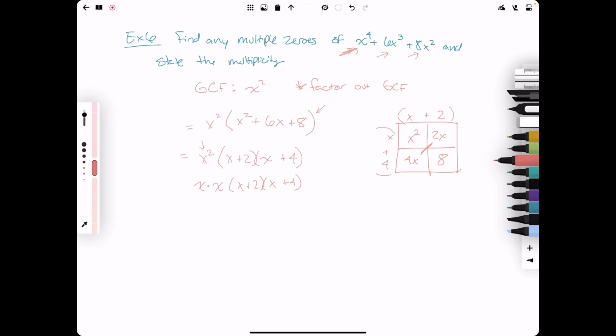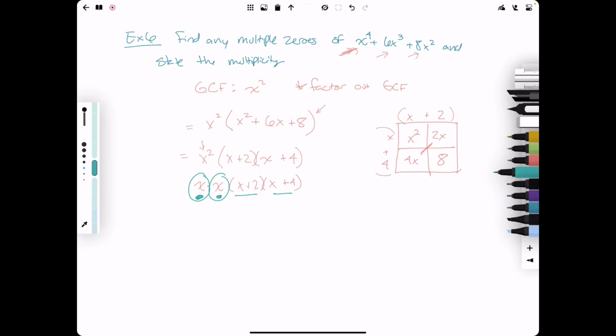Do you see any what I call double roots, or what your book is calling multiple zeros? Where would you have zeros here? The x could be 0, the x could be 0, the x plus 2 could be 0, the x plus 4 could be 0. Is there any point at which the same number will make 2 or more factors equal to 0? Those 2. Just those 2, right?